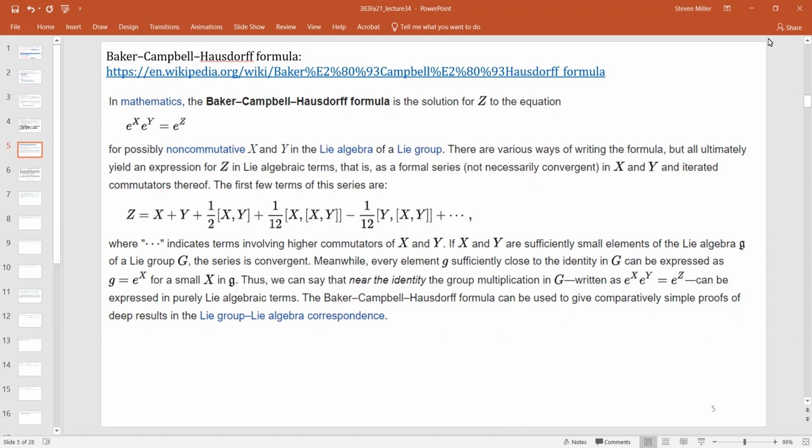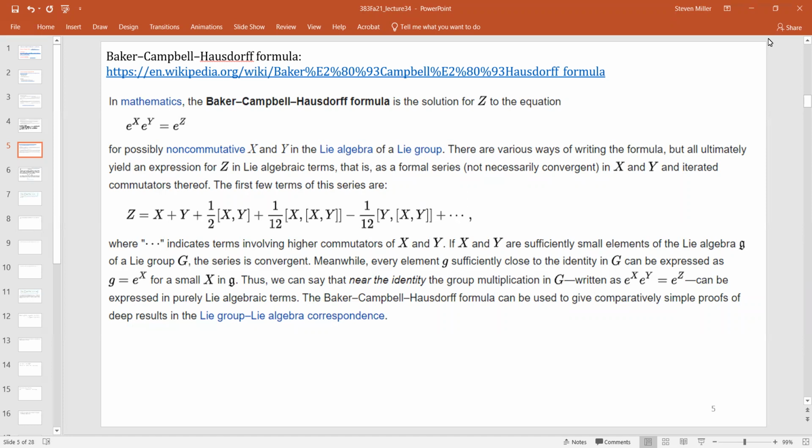If I have a matrix e to the x and another matrix e to the y, well, that's going to be matrix e to the z. Let's say everything is a square matrix. But z is not going to just be x plus y. If we have real numbers, e to the x times e to the y is e to the x plus y.